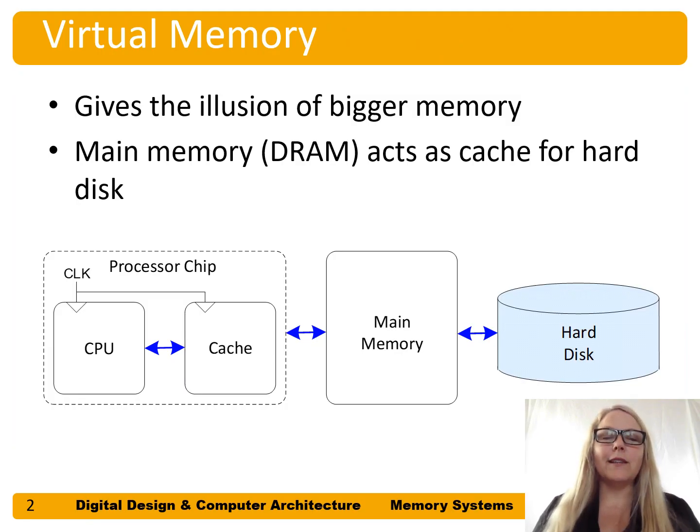Now let's talk about the next level, or the lowest level in the memory hierarchy, which is virtual memory, which is kept on the hard disk or hard drive. So virtual memory gives the illusion of a bigger memory, and main memory acts as a cache for the hard drive.